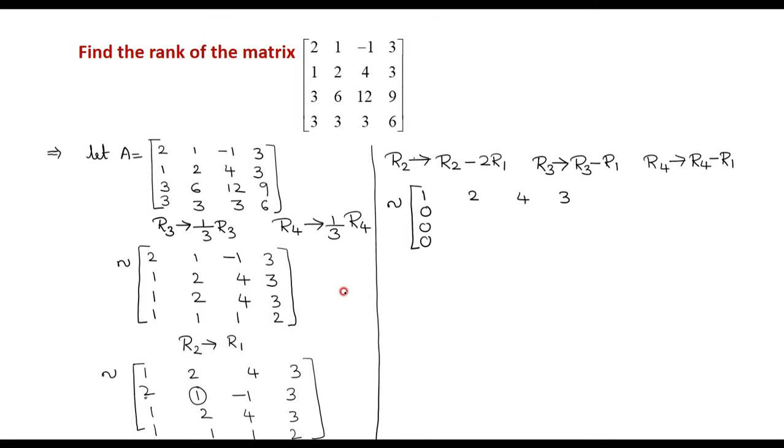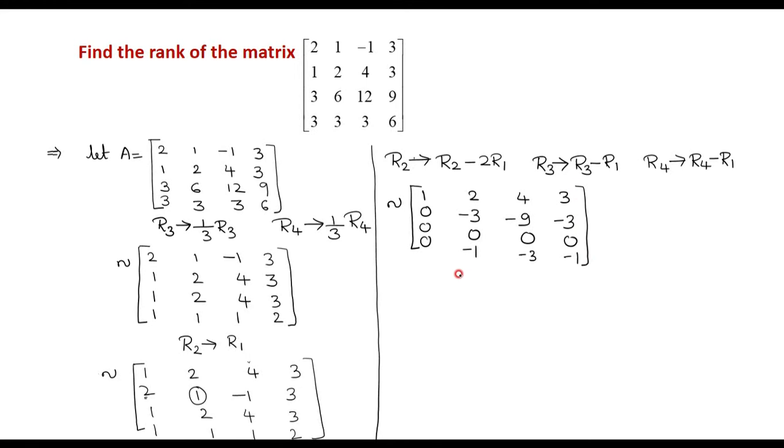Now for R2 minus 2R1, for the element 1, it is 1 minus 4, which will be -3. Here -1 minus 2 into 4, that is -1 minus 8, that's -9. Here 3 minus 2 into 3, 3 minus 6, that will be -3. And in the third row, it's 1 minus 1 is 0, 2 minus 2 is 0, 4 minus 4 is 0, 3 minus 3 is 0. In the fourth row, it is 1 minus 2 is -1, 1 minus 4 is -3, and 2 minus 3 is -1.